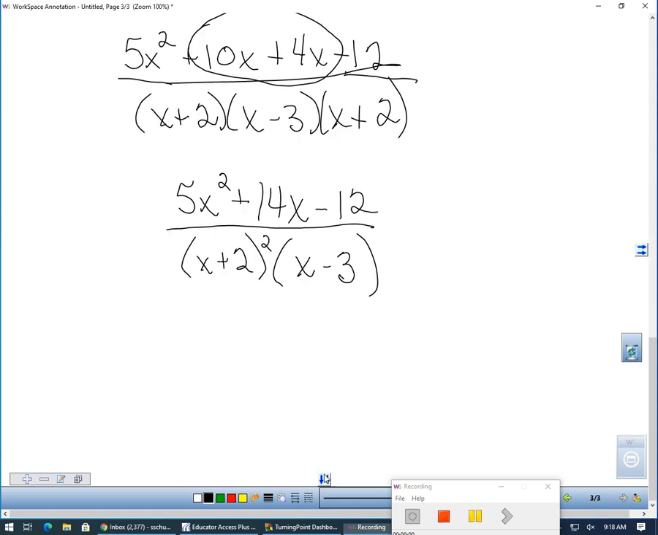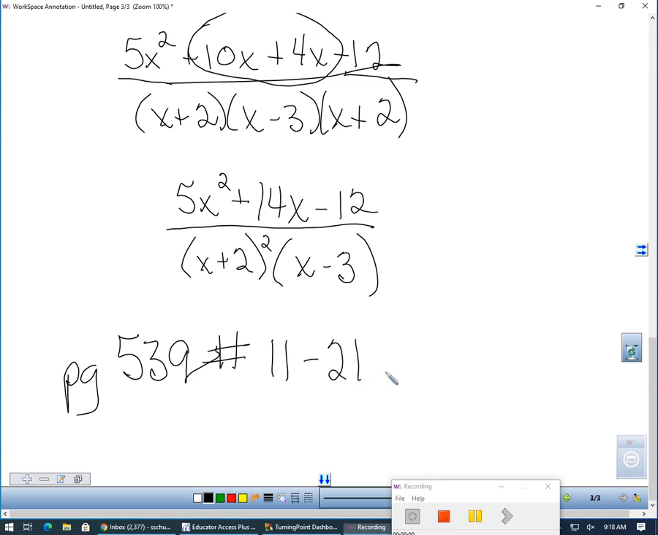So today's lesson, you are doing page 539, numbers 11 through 21 all. The first couple have a common denominator already, just like the first couple examples we have. And then from there on out, they get a little bit tougher on each problem. Again, remember to factor everywhere and then multiply by the missing factors.